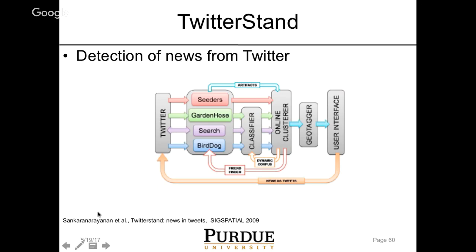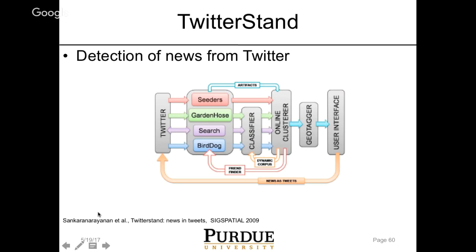Another system is called TwitterStand, which is kind of similar to the NewsStand system. But instead of reading news from web pages, this system attempts to detect and identify news from tweets. This system has the following layers. The data input layer, which reads the tweets from multiple important sources from the Twitter framework. Seeders are people who are mainly tweeting, known to be tweeting about news. The garden hose, which is a sample of the Twitter fire hose data source. And also, the Twitter API supports search for some specific keywords. So this system also uses some search features that identify tweets talking about news.